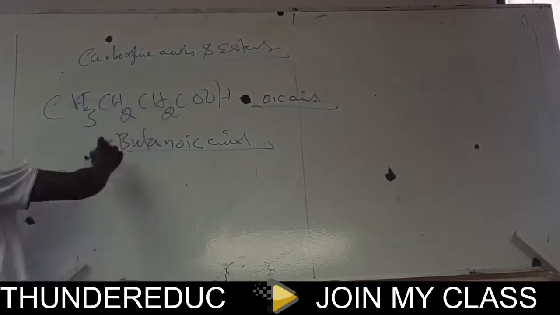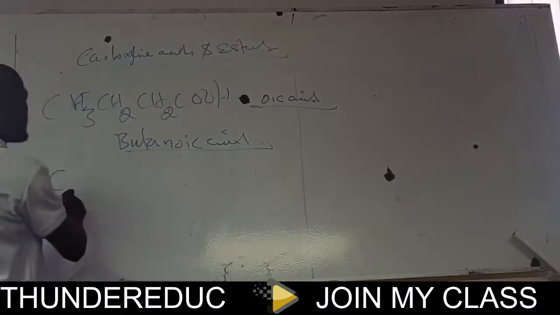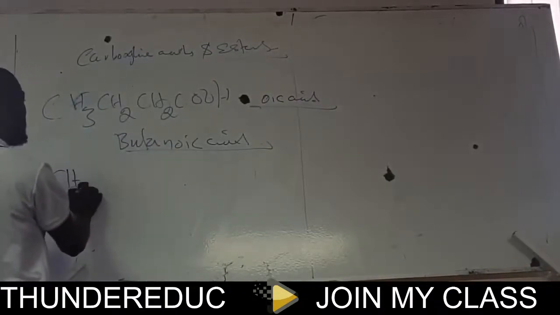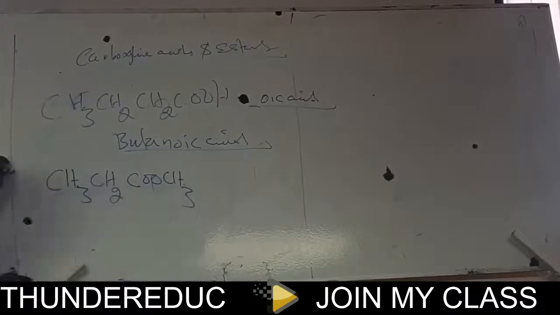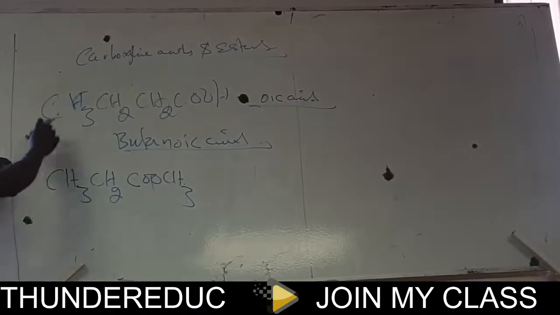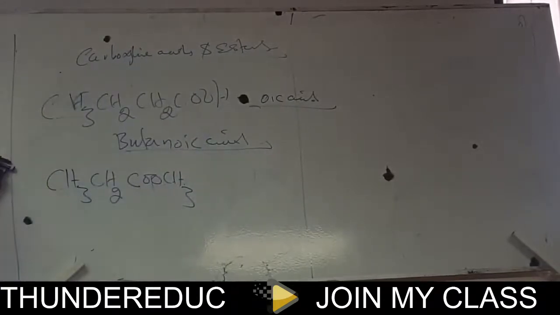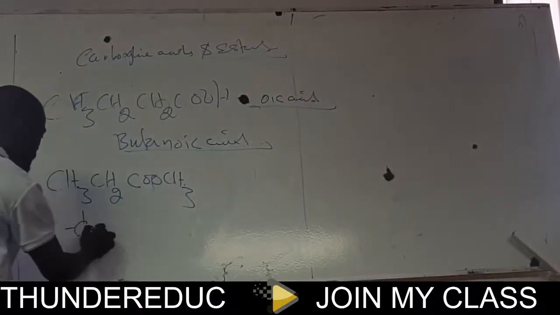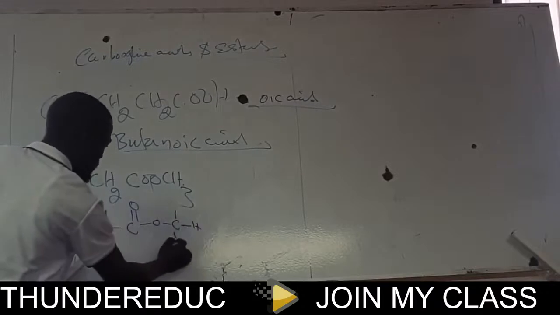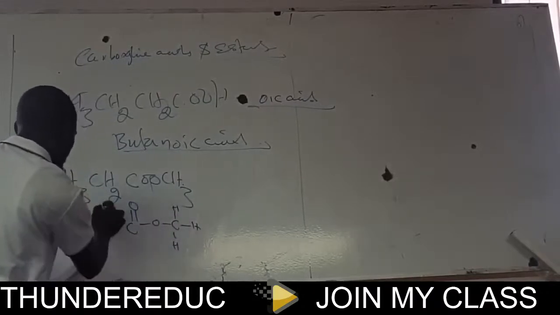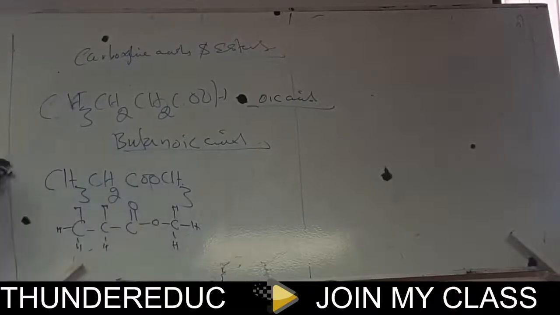Now let's convert this into a functional isomer. Let me separate by this: CH3, CH2, COO, CH3. Isn't it? 1, 2, 3, 4. Yes, it's 4. Guys, don't forget about this. Let's expand it into the structural formula. Isn't it? Now it's like that.